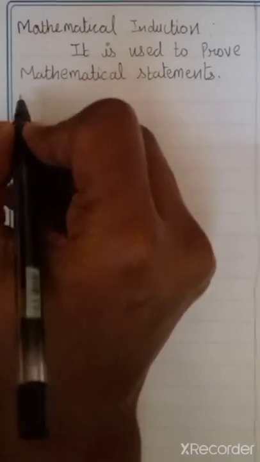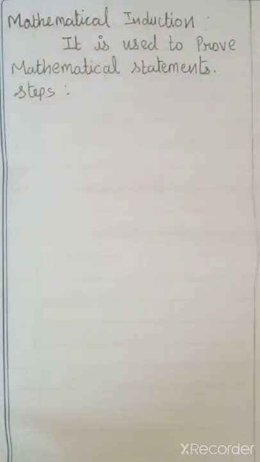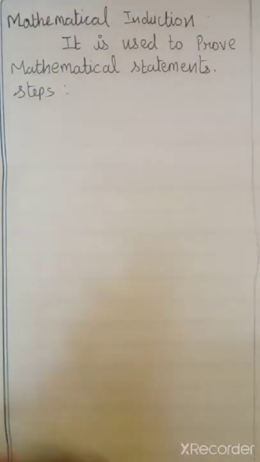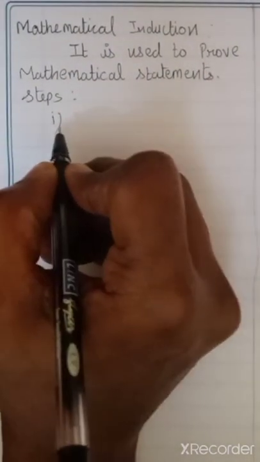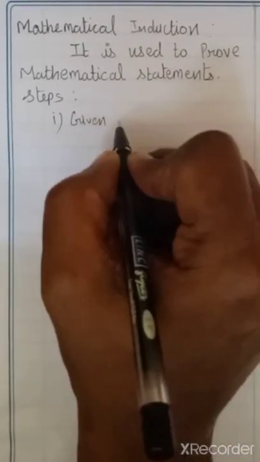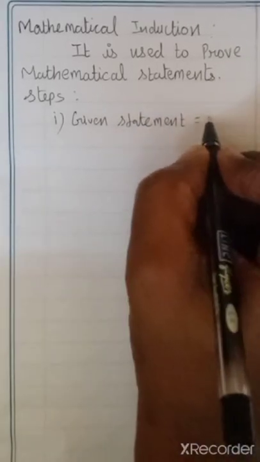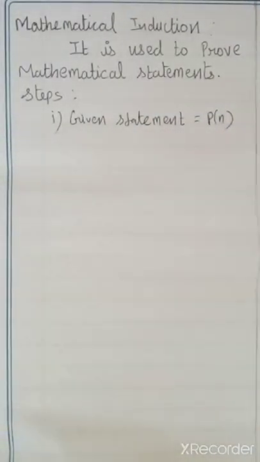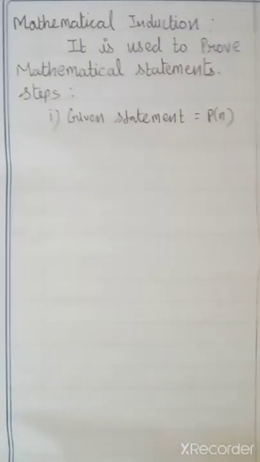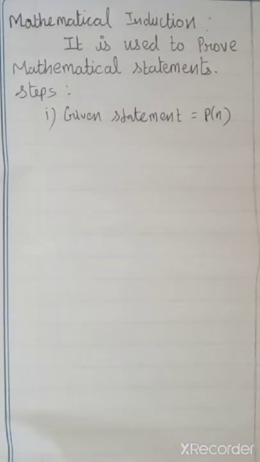This is very important, and these steps we are going to follow for all the problems. Step 1 will be the given statement, whatever statement is given. The given statement we have to take as P of n. So whatever problem is given, you have to denote it by P of n. So what is the first step? We have to take the given statement as P of n.